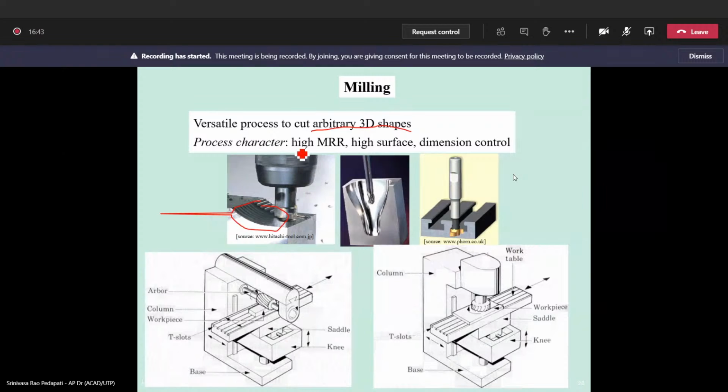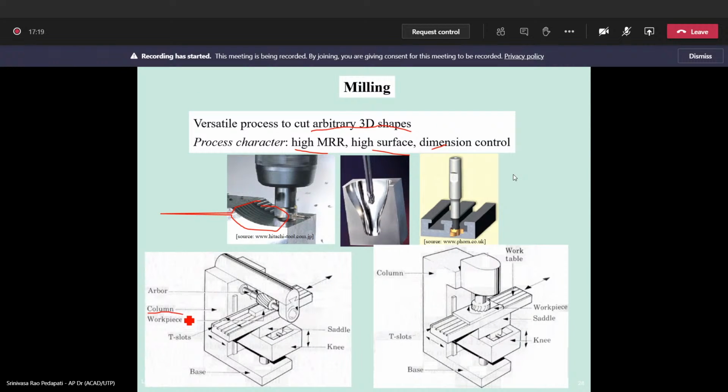The character of this process is high metal removal. That means it is a very heavy machining operation, with high surface finish and very close dimension control. All these are the characteristics of milling. We are not dealing exhaustively with all types of milling machines, because there are many types, but the most versatile and commonly used one is the column and knee type of milling machine.